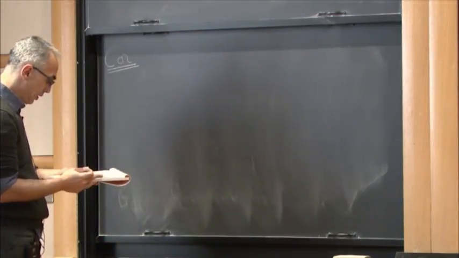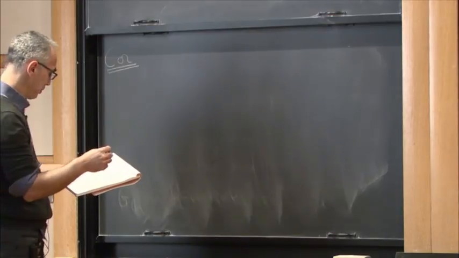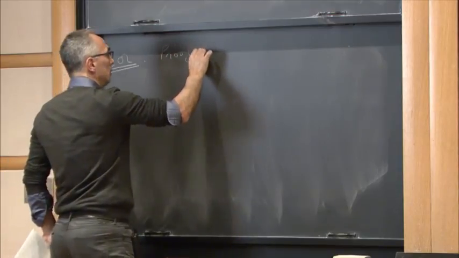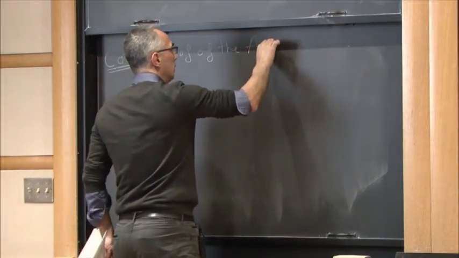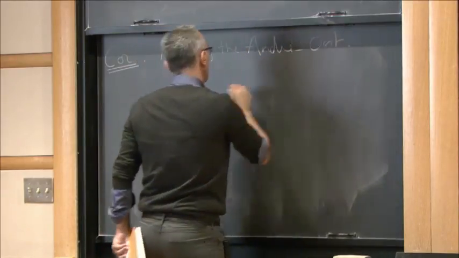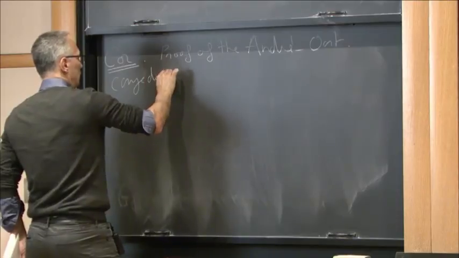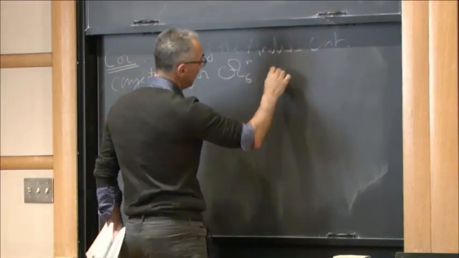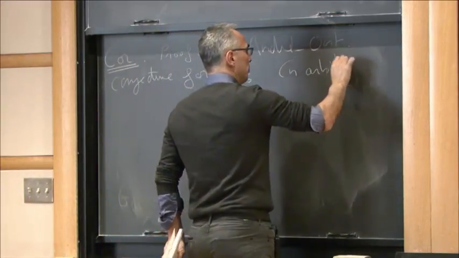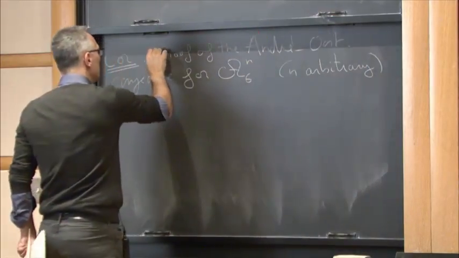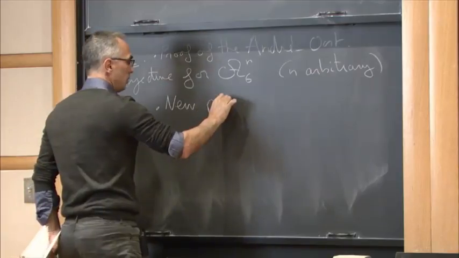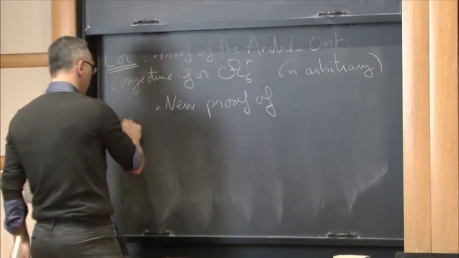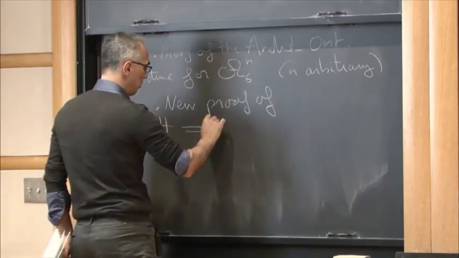Corollary: you get a proof of the André-Oort conjecture for A_n, a new proof of the implication that the generalized Riemann hypothesis implies it.